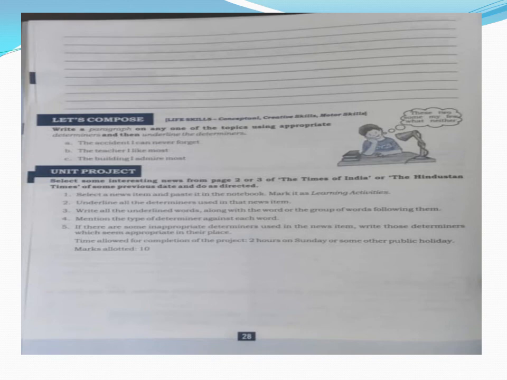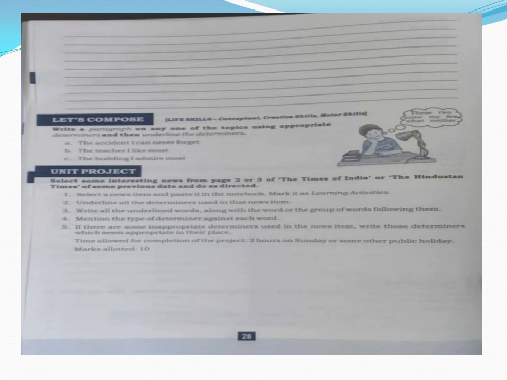See children, here on page number 28, there is one project activity given. We will do this activity in our regular notebook. See that here it is written, select some interesting news from page 2 or 3 of the Times of India or the Hindustan Times, of some previous date, and do as directed. Select the news item and then paste it in the notebook and mark it learning activity. Then underline all the determiners used in that news item.